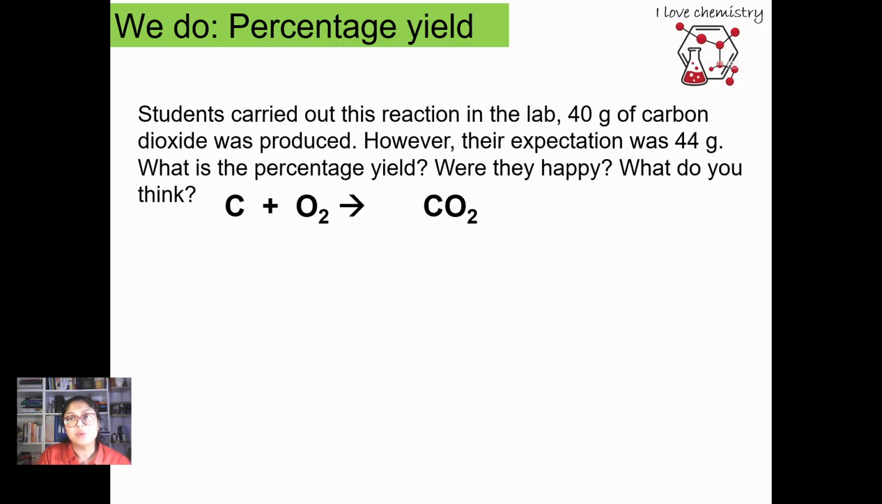Let's work this out together. You will need a calculator to work it out. Hope you have got it. The question is, students carried out this reaction in the lab. Only 40 gram of carbon dioxide was produced. However, their expectation was 44 gram. What is the percentage yield? Were they happy? What do you think?